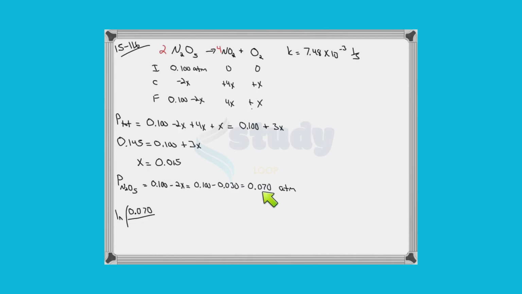Now, because we know it's a first-order decomposition reaction, we can calculate the time that is required for this pressure to be reached using the first-order integrated rate law. Natural log will be equal to 0.070, the pressure that we desire, divided by the initial pressure, equal to negative k, multiplied by t, and we can solve for time. And the time required to give us a total pressure of 0.145 will be 47.7 seconds.